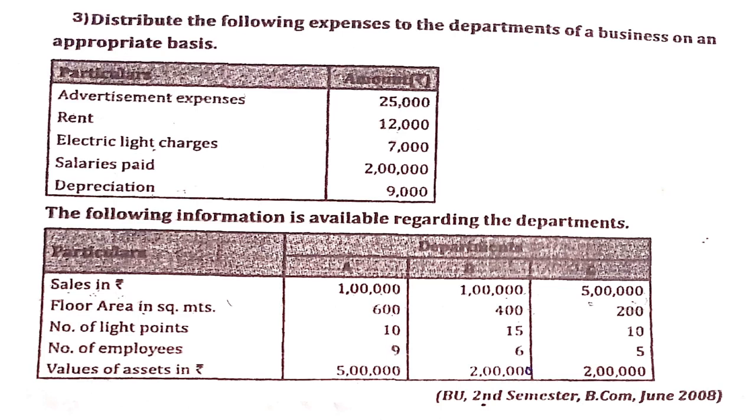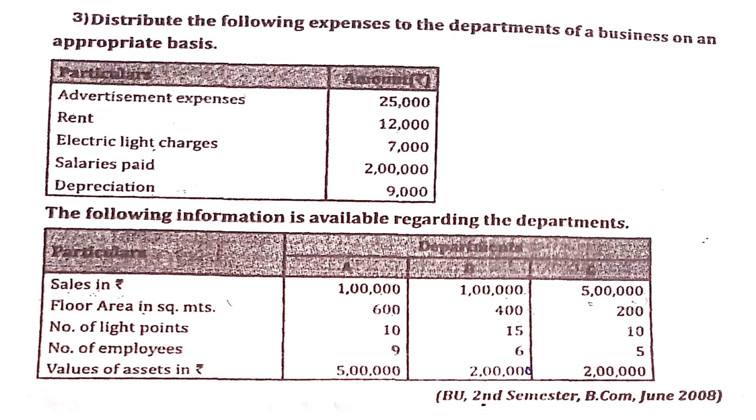Let us see whether any information related to electric charges is given. Sales is given, floor area occupied is given, then you see the number of light points. Yes, the number of light points information is given. So this information can be the basis for the distribution of electric charges. The number of light points is 10, 15 and 10. On this basis you can distribute the electric charges.